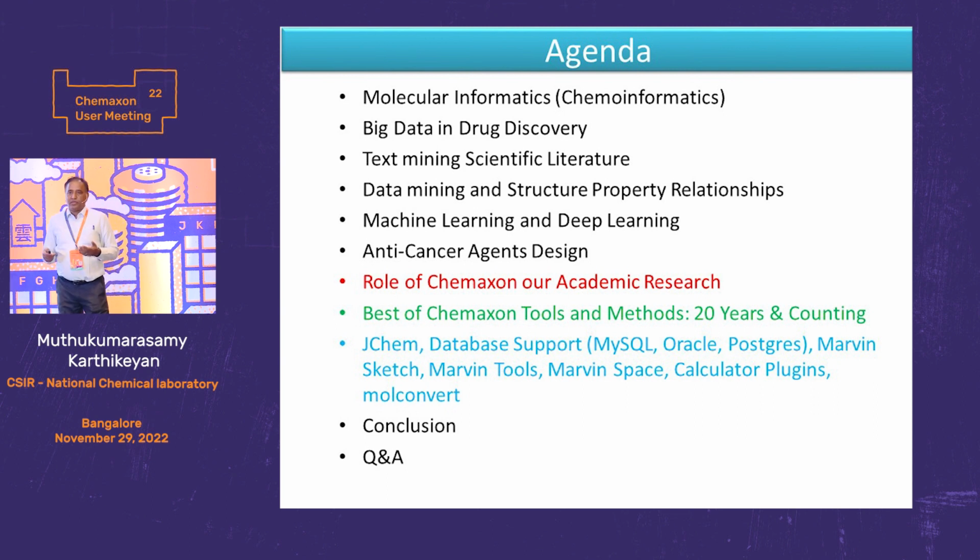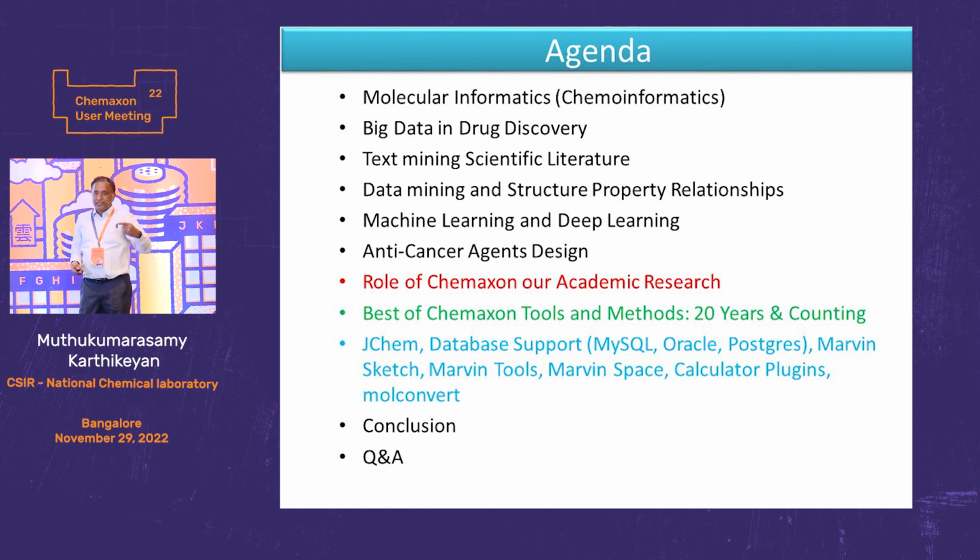Then I will also talk about text mining of scientific literature. This is where Chemaxon's power shows: name to structure, structure to name. These are very important components in the Chemaxon tools, which we have used for a long time and will continue to use. Because a chemical, for example formaldehyde, can have 200 names, so which name will you use for searching? In that context, name to structure and structure to name is very, very important.